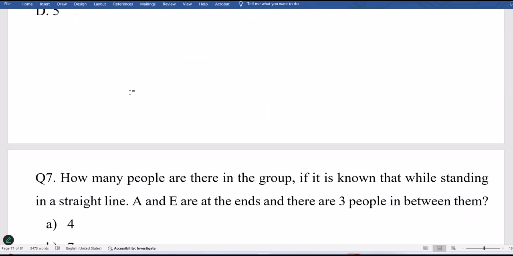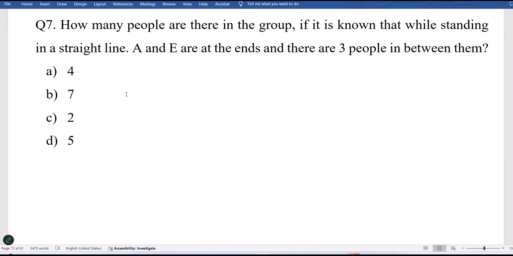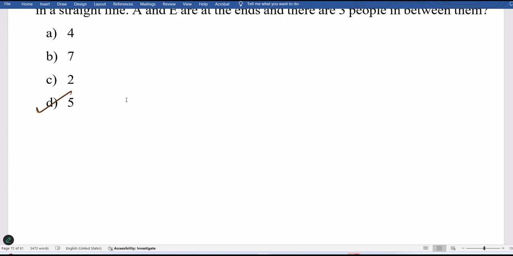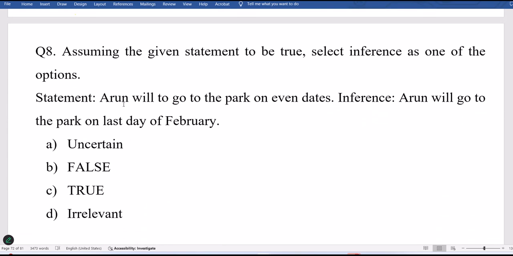And this is a very easy and dummy question. A and E are at the end, 3 people in between. What is the total number of people? You can easily identify.